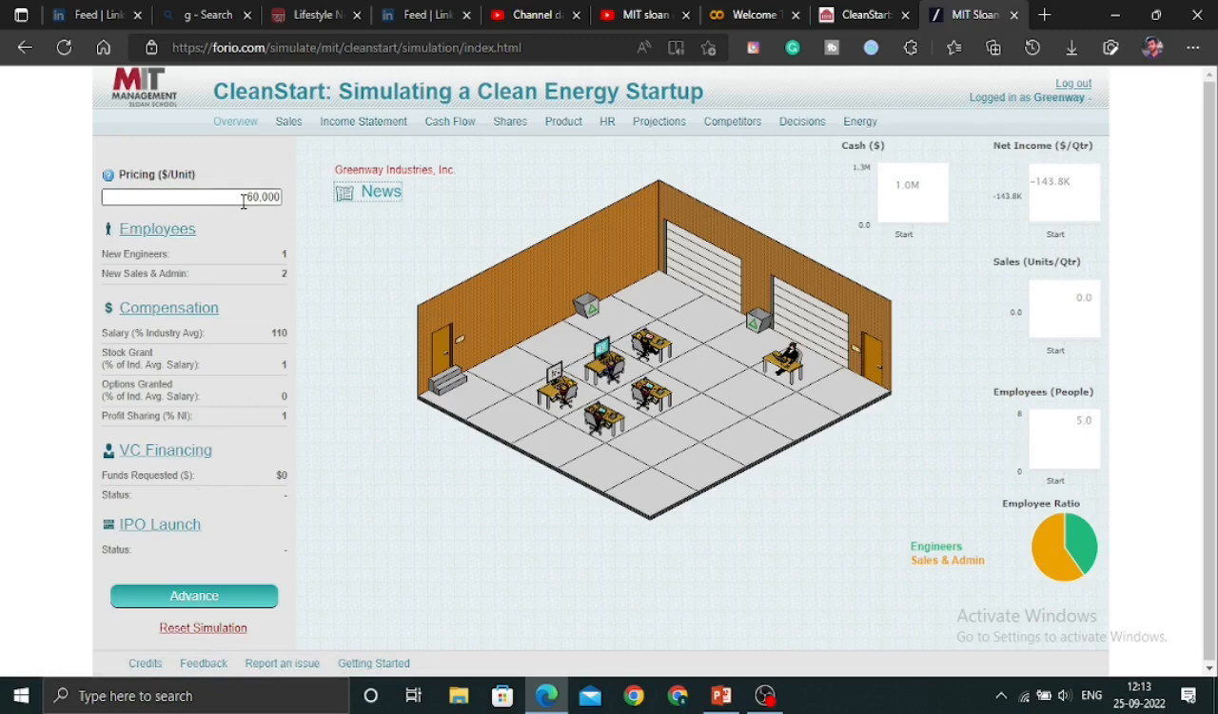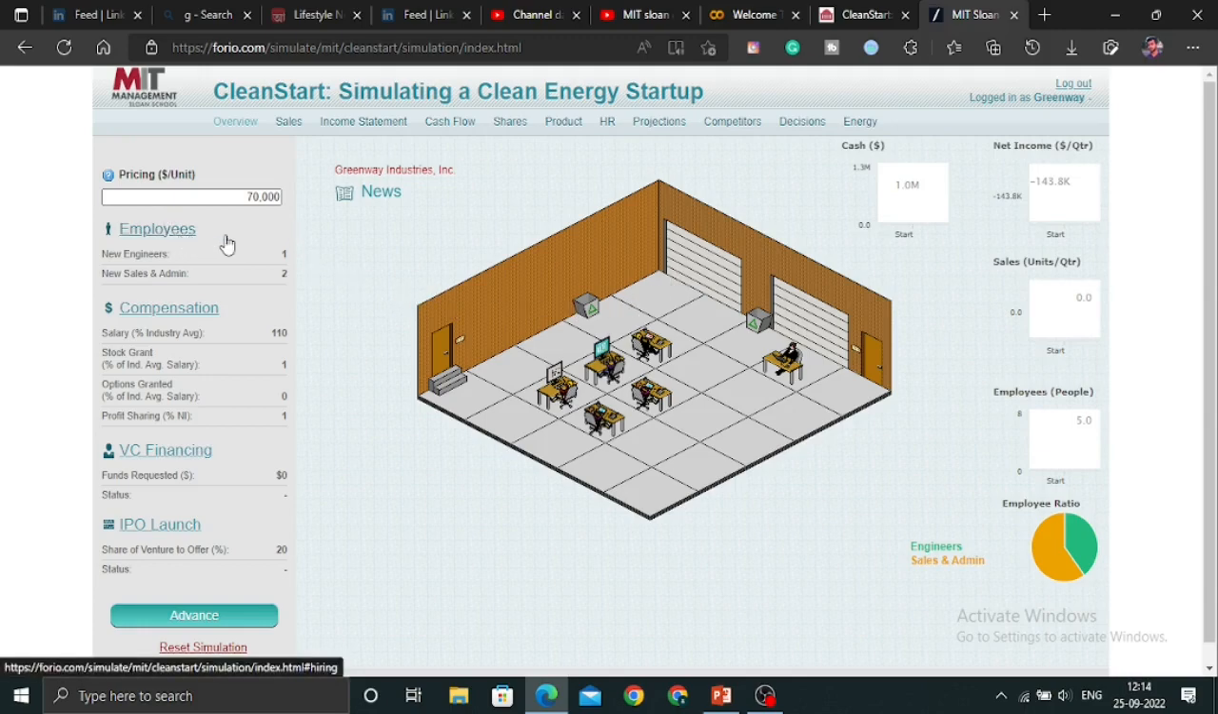Now, to build a strategy and win this game, first you have to put the price higher, because this is not a competitive product. It's a clean energy startup, and as a startup your net income is negative, so you need to go to profit. So the price will be higher.